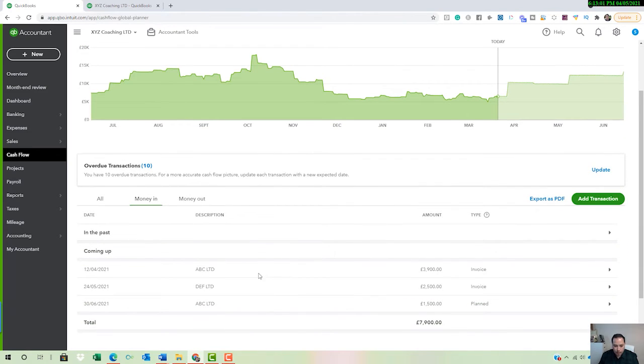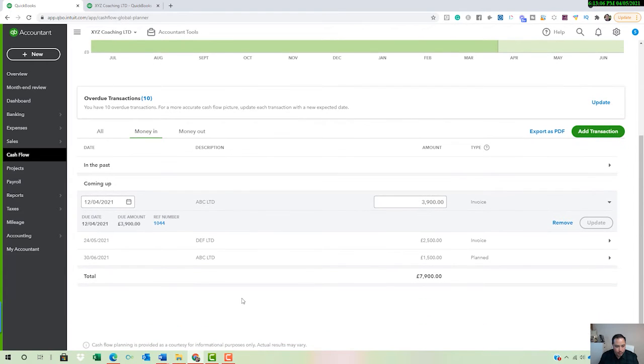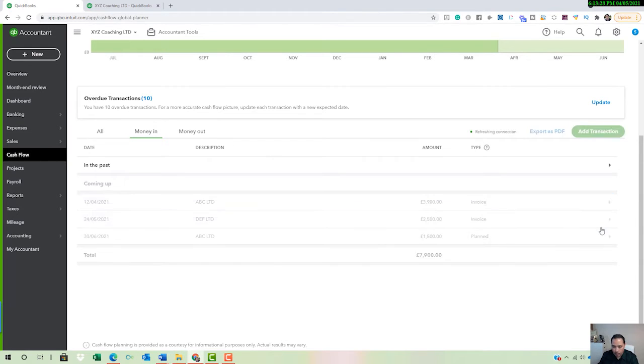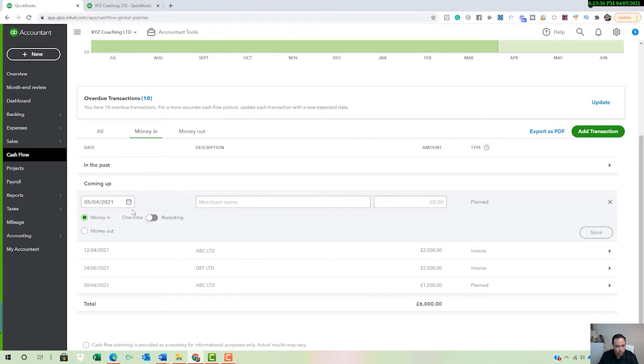So here's ABC Limited, and it's an invoice. You see here that the invoice is for 3,900. The due date is the 12th of April. It's invoice number 1044, and based on your conversation with the client, ABC Limited told you, I'm sorry, I can't pay you 3,900 on the 12th of April. Can I pay you, let's say, £2,000, and I'll pay the remaining balance at the end of May? So you can put that in here.